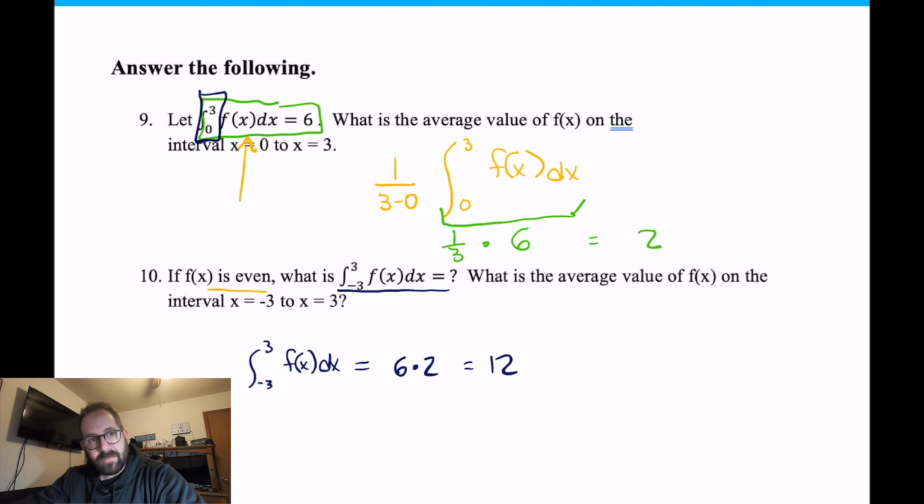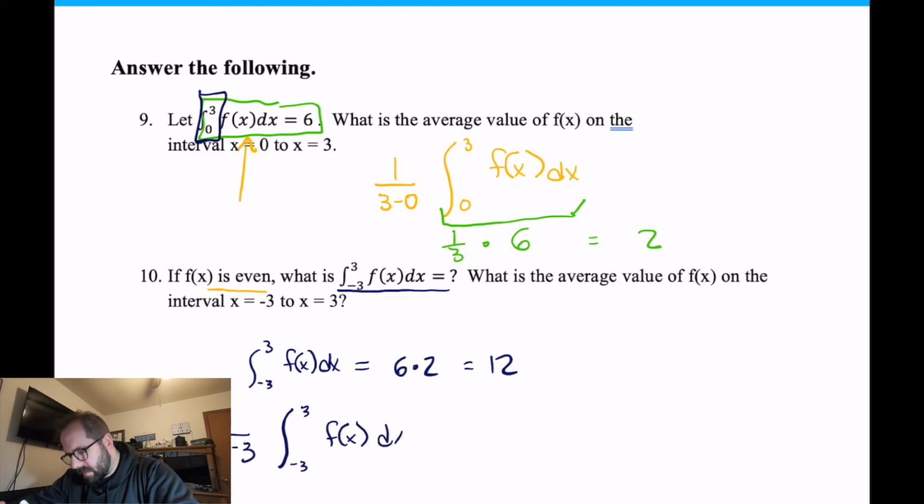Now, we have to find the average again. So, again, we have to take the upper and lower boundary and subtract them. So 3 minus a -3. And we're going to put that in front of my integral from -3 to +3 dx. So this is 1/6. My area is 12, or the area under the curve from -3 to +3. We just found that a little bit ago. And so this represents 2.